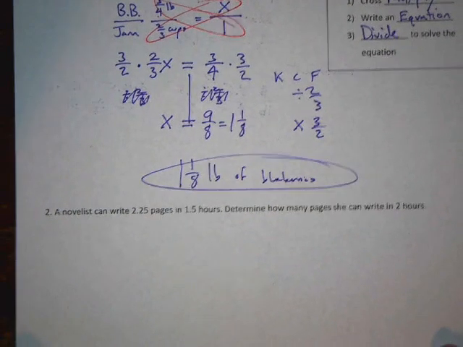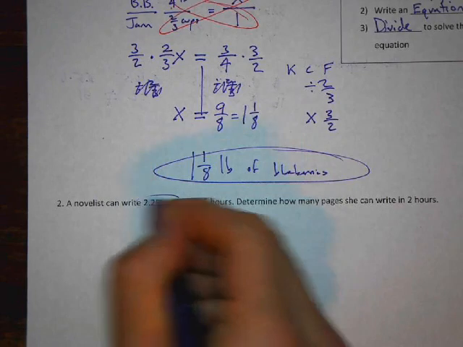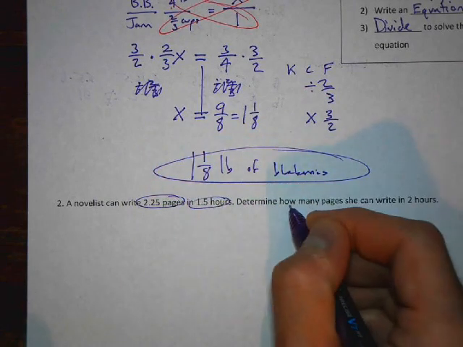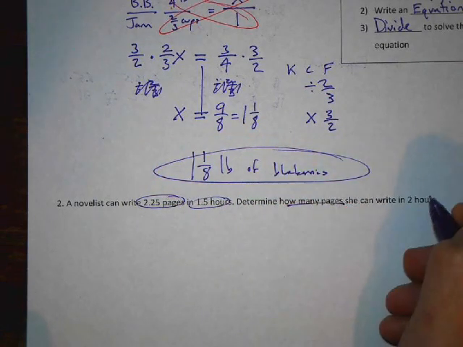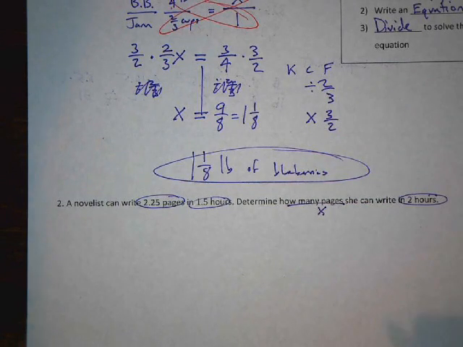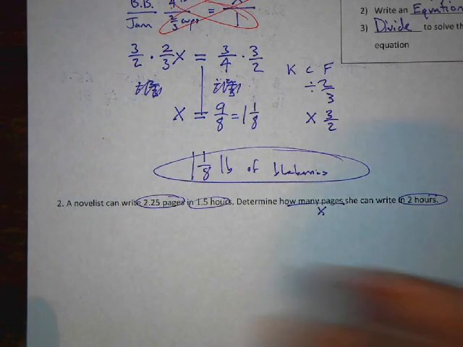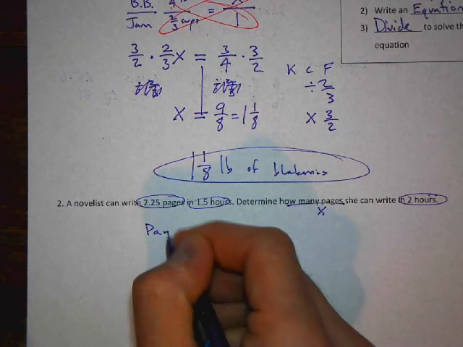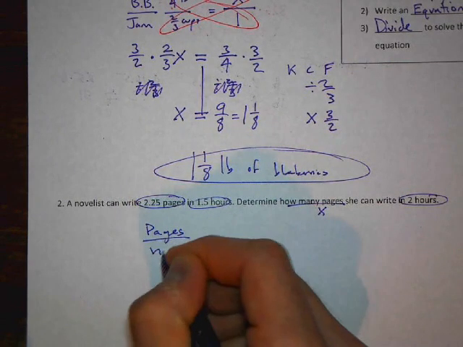Okay, let's do one more together. A novelist can write 2.25 pages in 1.5 hours. Determine how many pages she can write in 2 hours. So pages is our x. First, let's write a proportion.